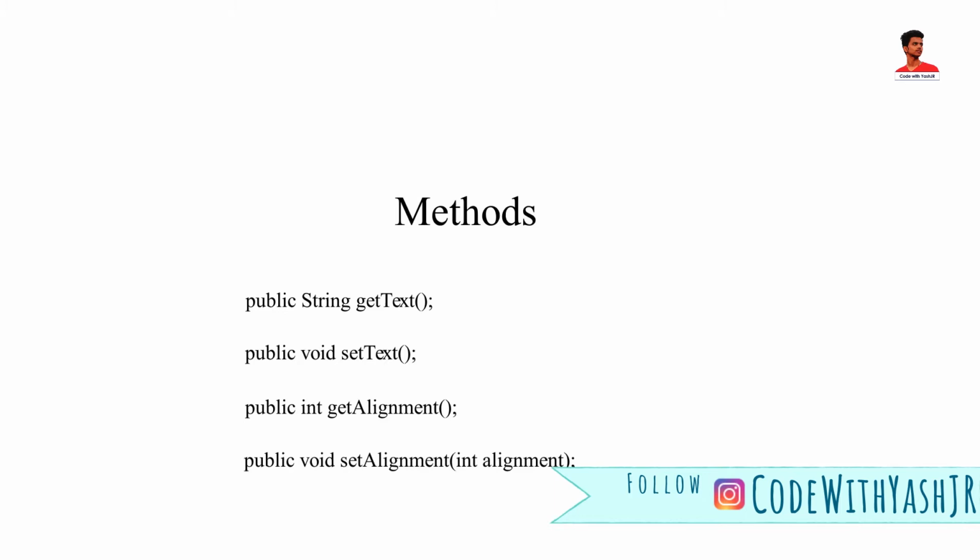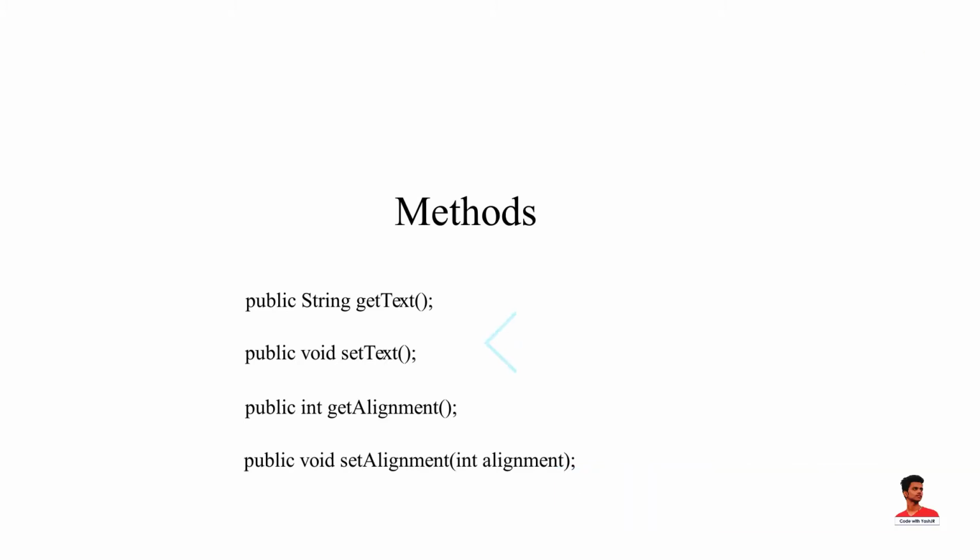These are the methods of label component. The getText and setText methods can be used to read and modify the label's text. Similarly, getAlignment and setAlignment methods can be used to retrieve and modify the alignment of text.